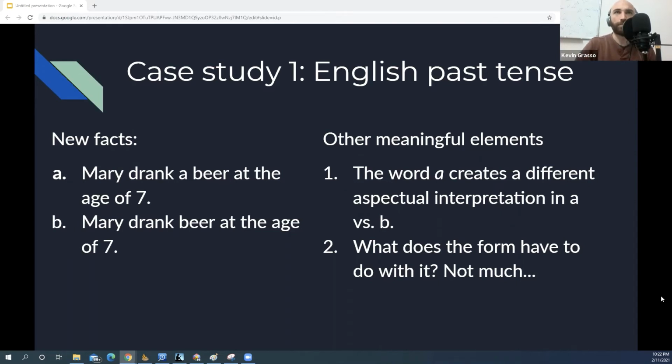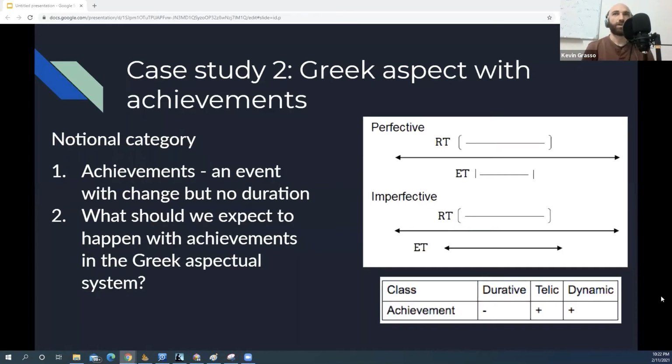Okay. So enough with English. Now, I hope that all of that discussion, right, you can then take it and apply it to Greek and Hebrew. And so that's kind of what we're going to do now. So let's just look at Greek aspect with achievements. Okay. So why are achievements special, right? An achievement is an event with change but no duration, right? So this is what we have in our Vendler's class system.